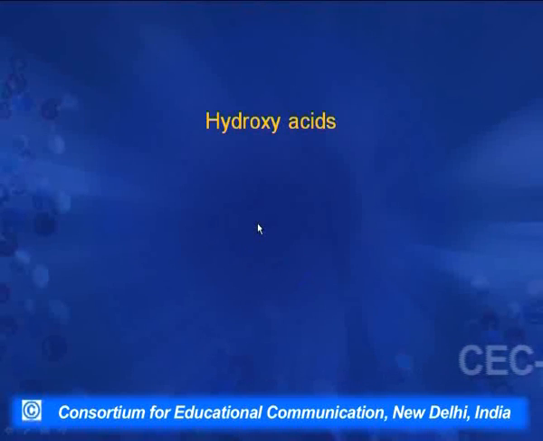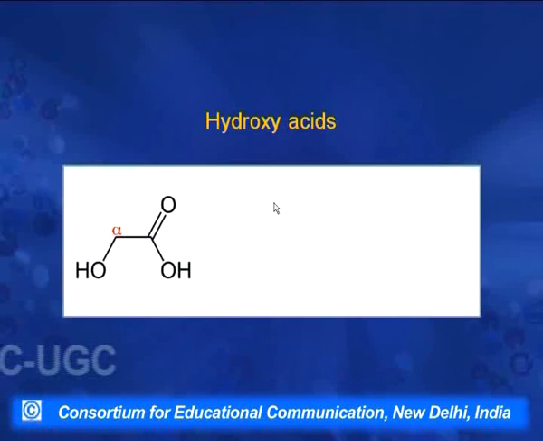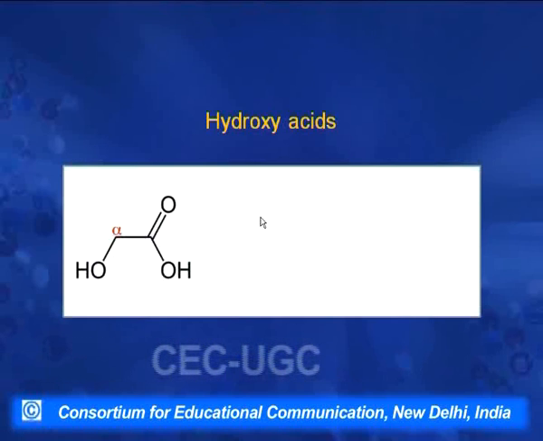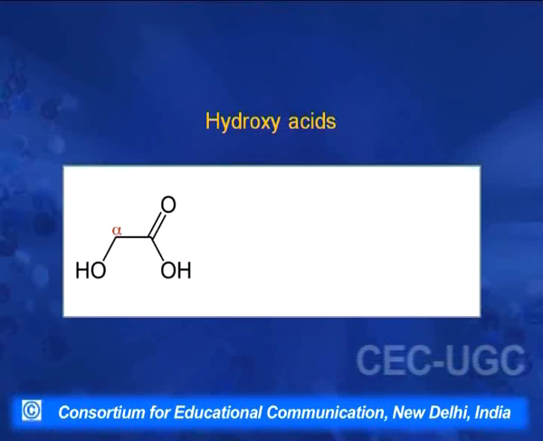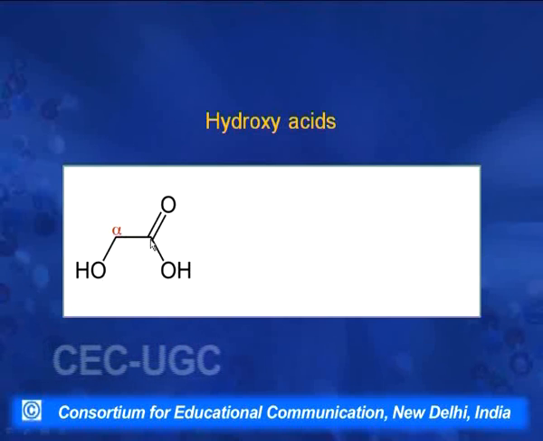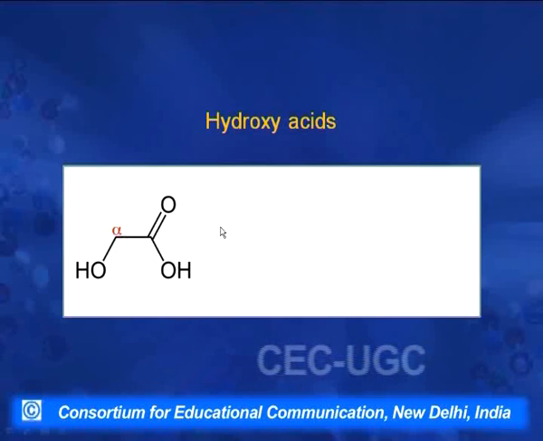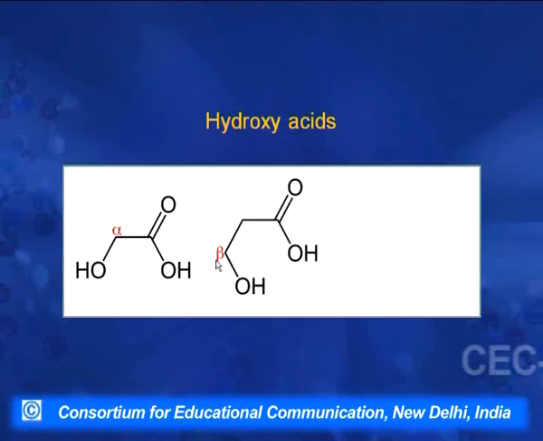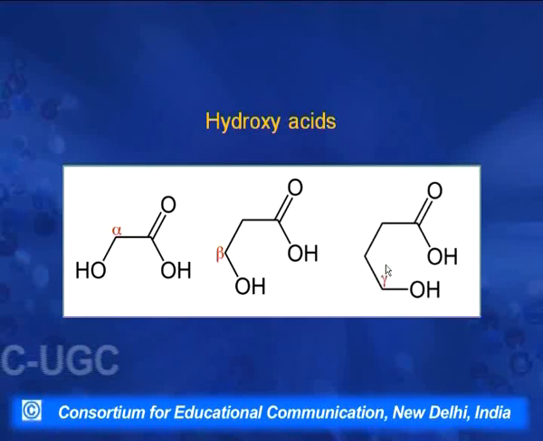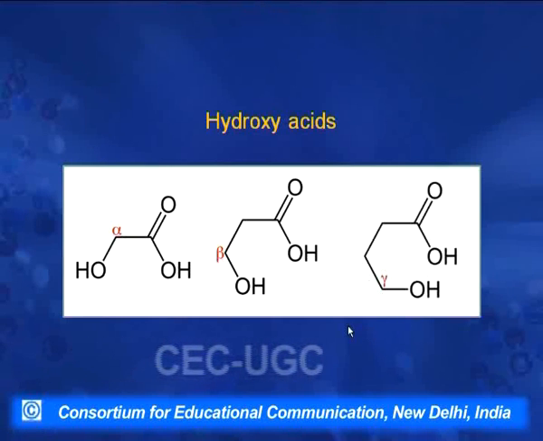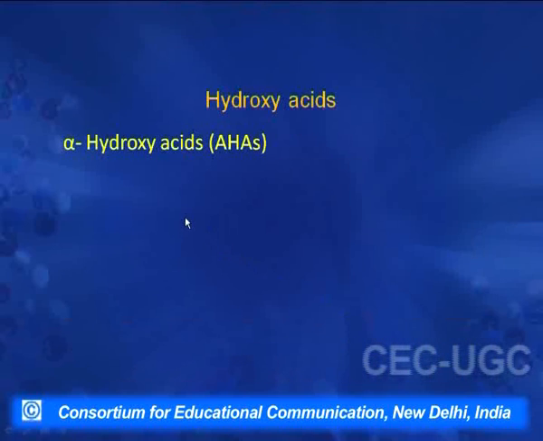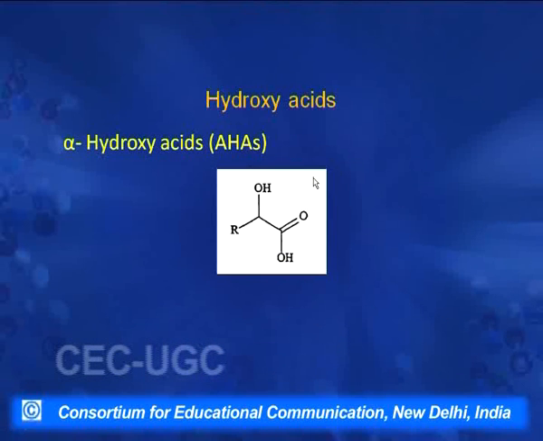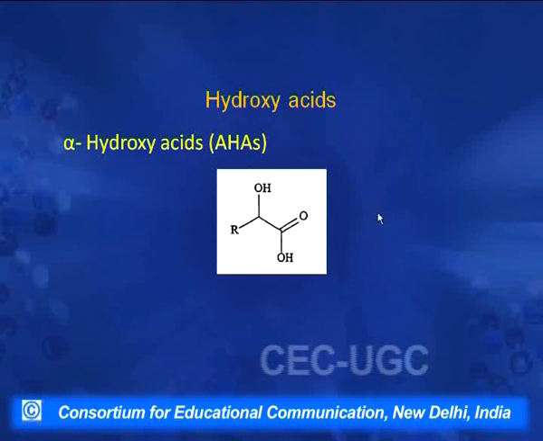Next we take up hydroxy acids. As I said earlier, when any of the hydrogens is substituted by a hydroxyl group, we call them hydroxy acids. If this hydroxyl group is present at the alpha carbon, then these are called alpha hydroxy acids. If it is at a beta carbon of the chain, we call them beta hydroxy acids. If it is a gamma carbon, we call them gamma hydroxy acids, and so on. Alpha hydroxy acids are symbolized as AHAs, and they are more important as far as our routine life is concerned. This is the general representation for any alpha hydroxy acid.